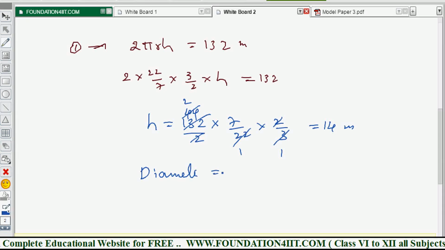So diameter is equal to 2r. So 2 into 3 by 2 is the radius, so the 2 gets cancelled. 3 meters is the diameter and the height of the cylindrical shape is 14 meters. Right, this is this question.